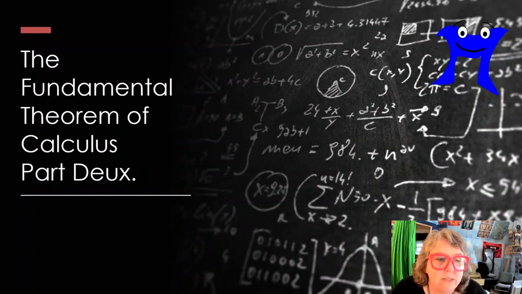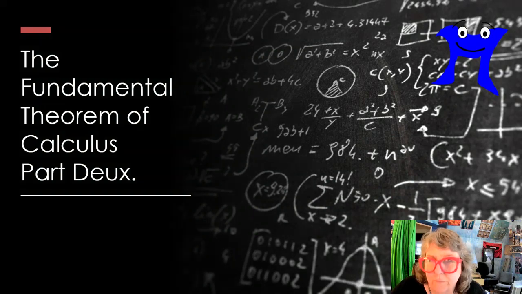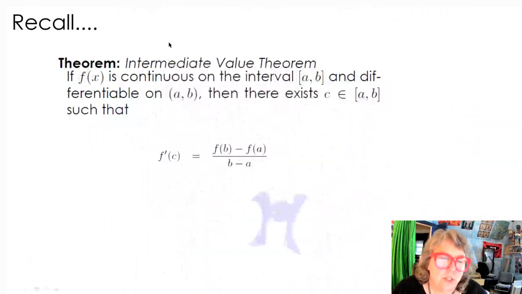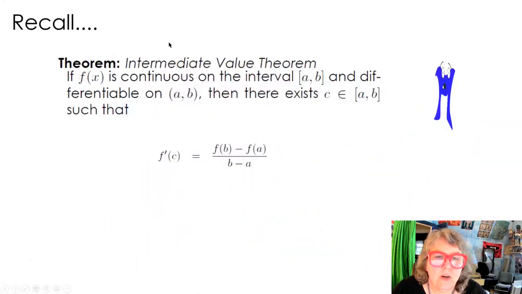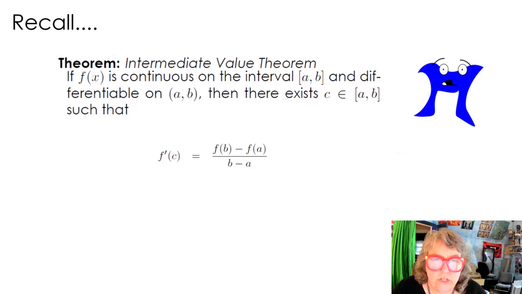In this video, I'm going to finish up the Fundamental Theorem of Calculus, Part 2. First thing you need to do is remember the mean value theorem, which says basically if you've got a nice, pretty continuous function on an interval, somewhere in between there's a number where the derivative at that point will equal the slope between the two endpoints of the curve.